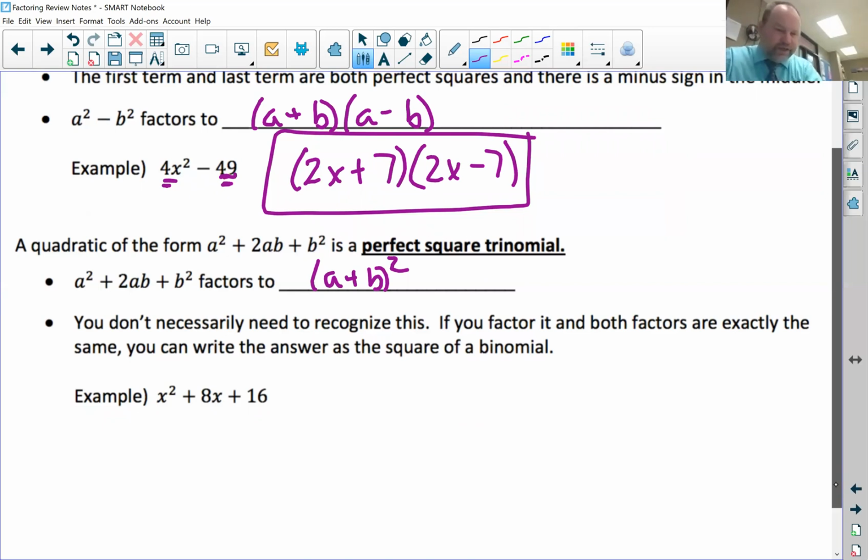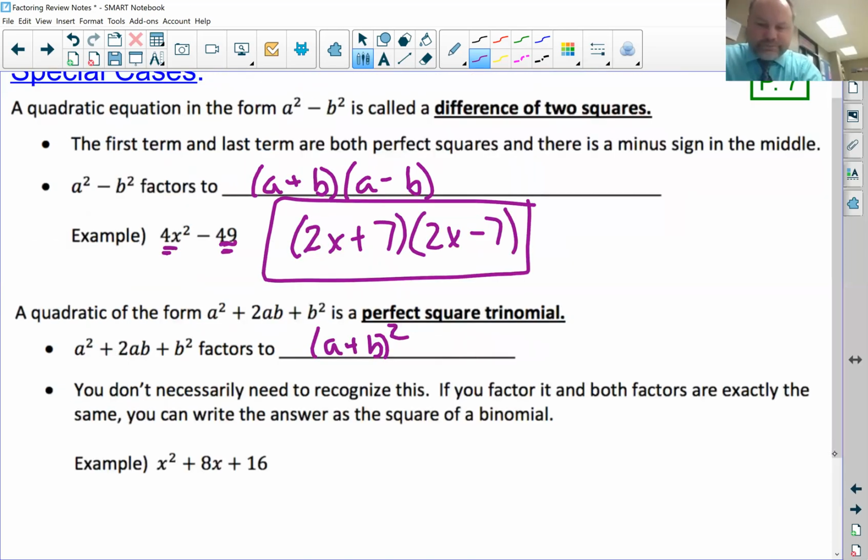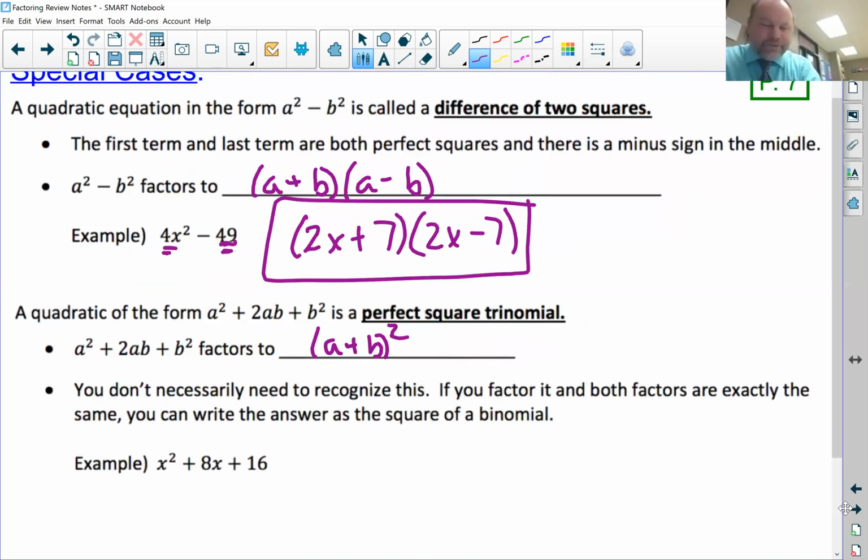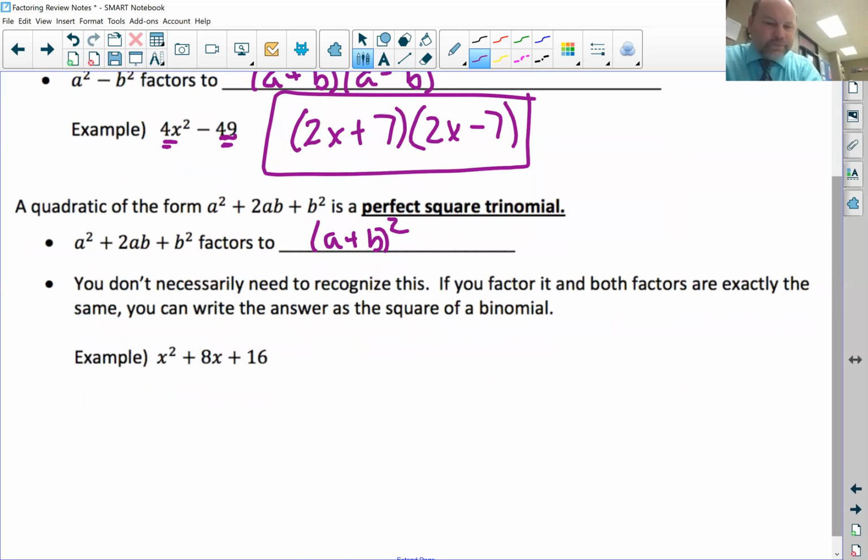So in the case of this example, 16 is 4 squared, 8 is 2 times 4. It is in that perfect square trinomial form. And we have our perfect square trinomial.